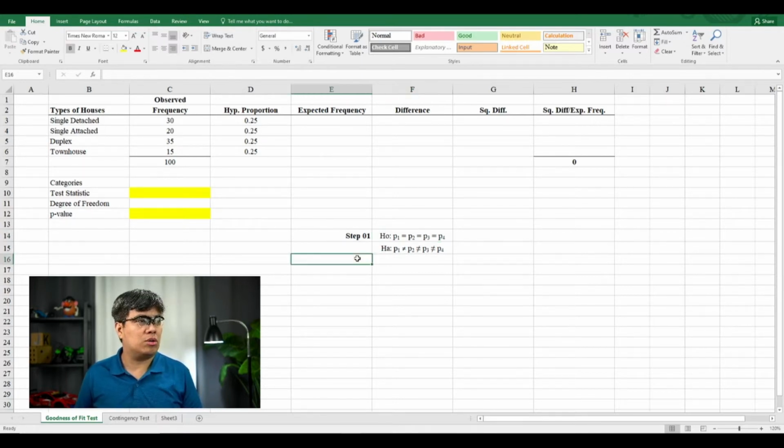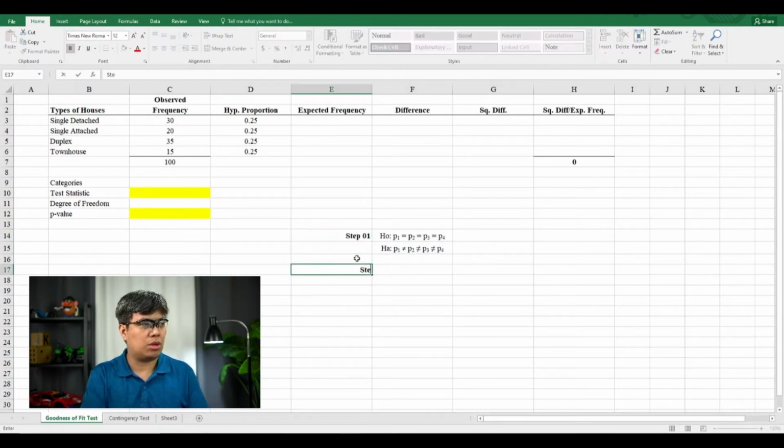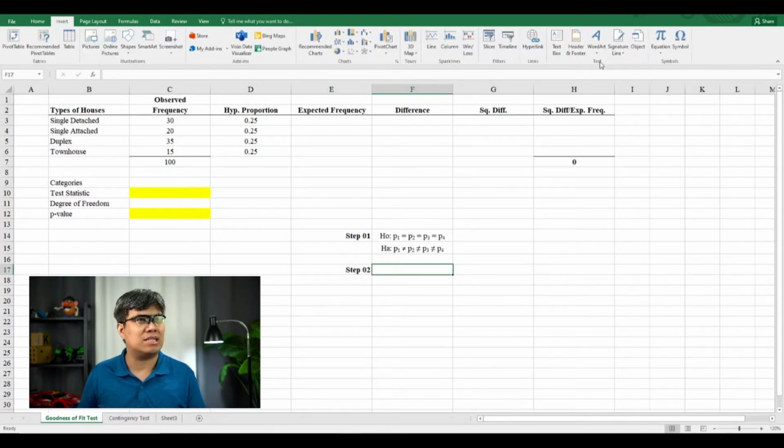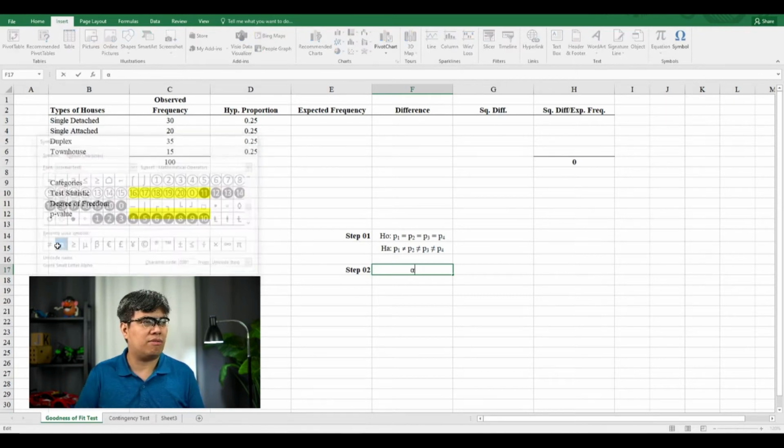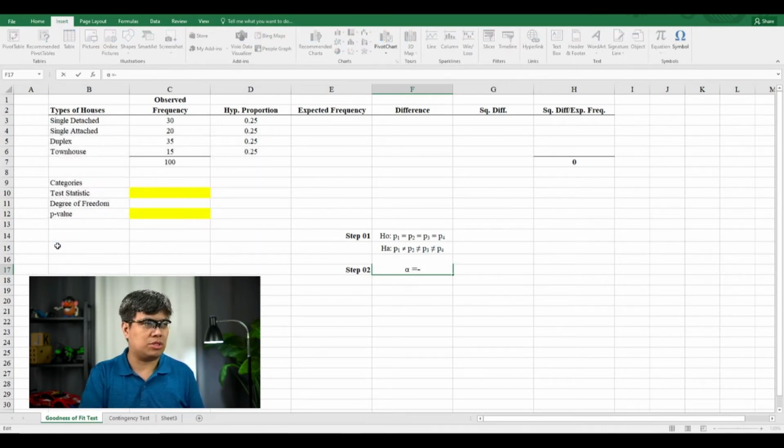Next is step 2. We need to identify the level of significance. Since it's not given, we'll assume it's 0.05.